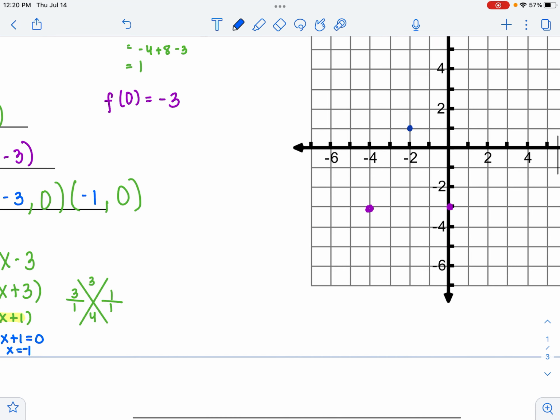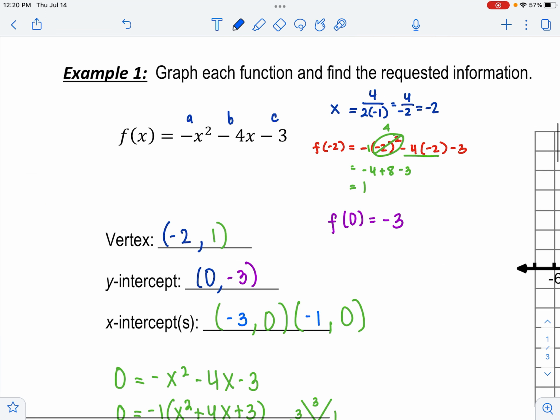Graph those, (-3, 0) and (-1, 0). And you can see that you have your parabola, a downward-facing parabola that you can graph. We also know that it's downward-facing before we even started because if you look, the a value is negative, so that implies that this was a downward-facing parabola.